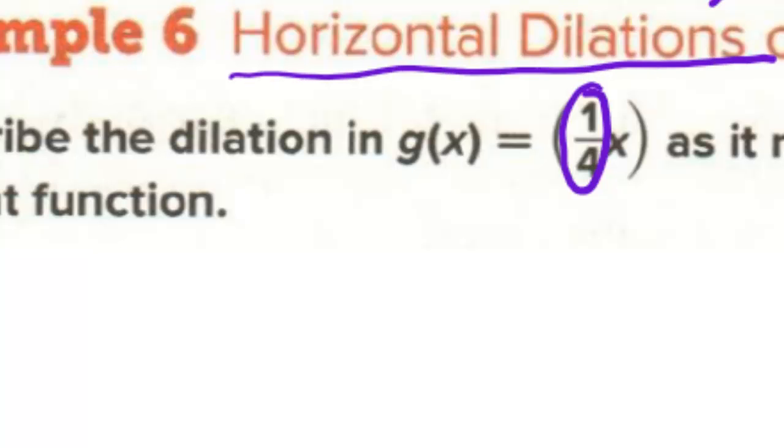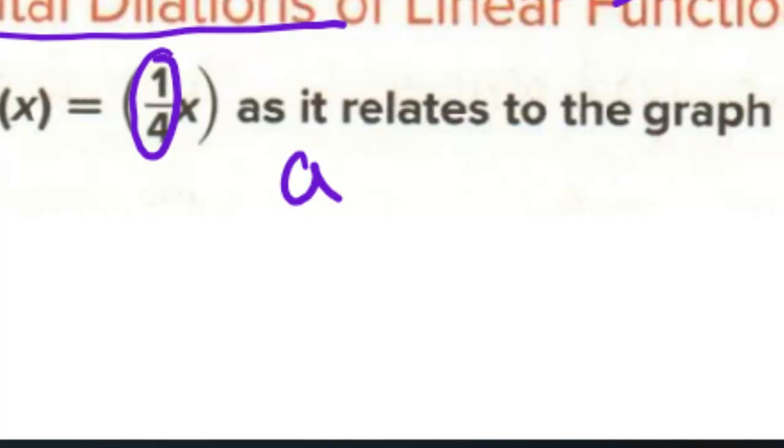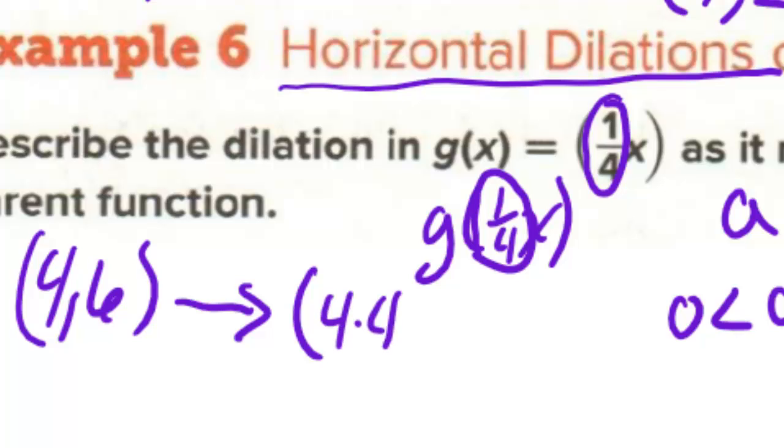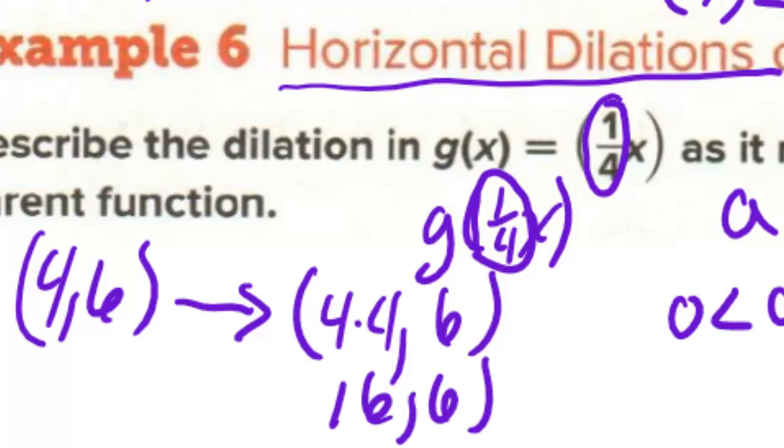When it's horizontal, meaning it's inside, when A is greater than 1, it's called a horizontal compress. And when A is bigger than 0 but less than 1, it's called a horizontal stretch. This 1/4 x really means I'm making my x values 4 times bigger. So this transformation would actually be opposite of what you're thinking. It's not really divide by 4, it's really 4 times 4, comma 6, which would give us 16, 6.